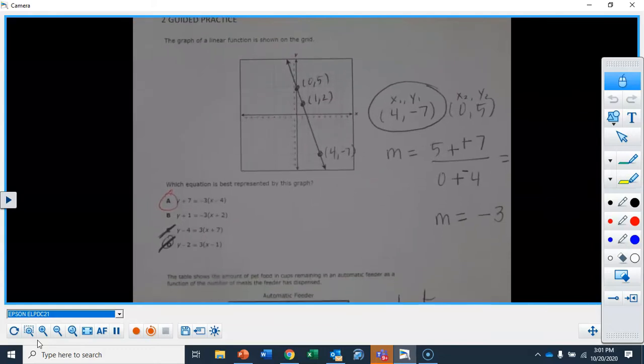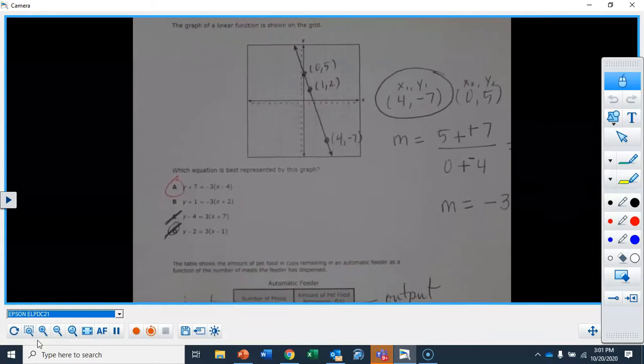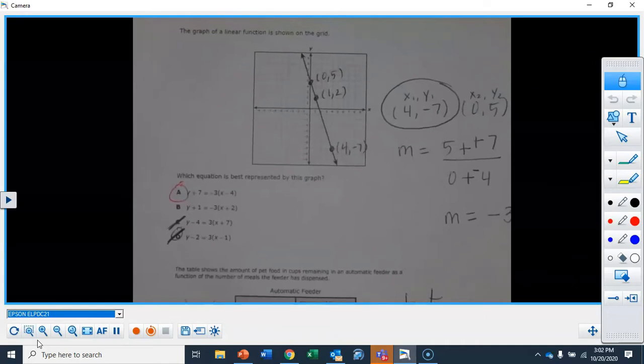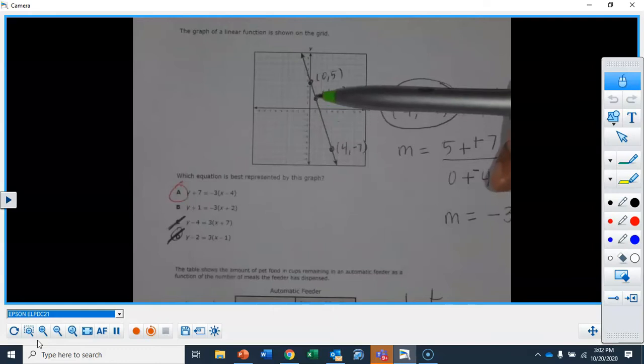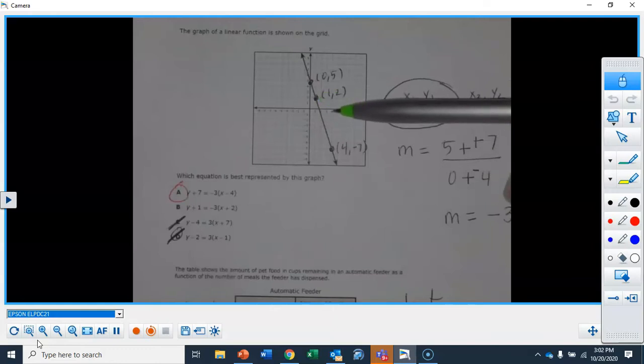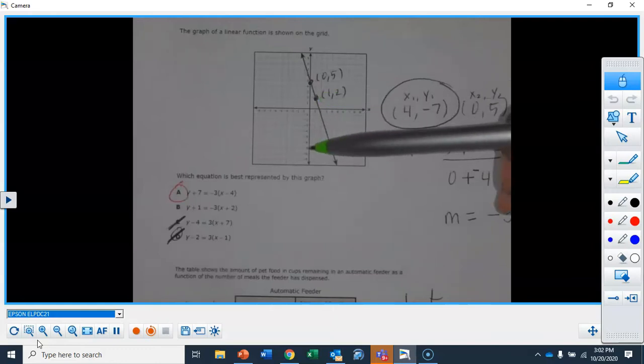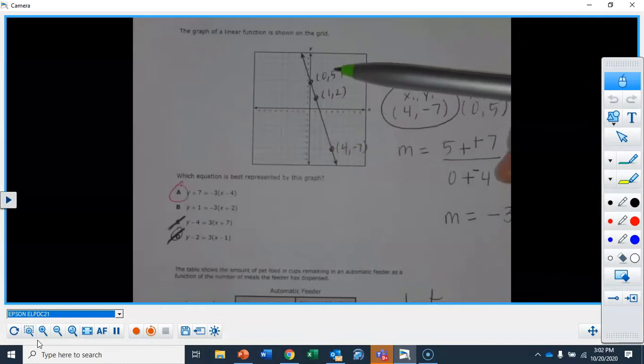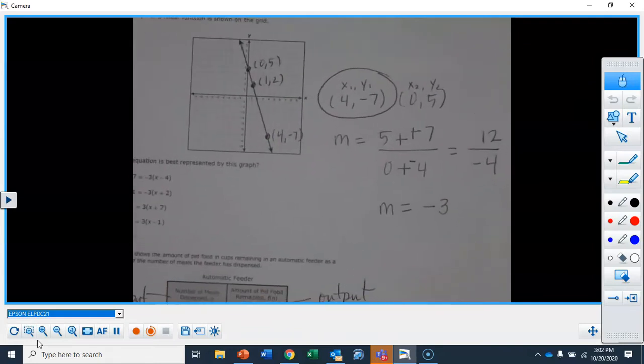So for this one, notice they gave you a graph. And when they give you a graph, it's really important that you see that you have to pull points off of the line. Okay? So I told you guys find clean points. So here's 0, 5, 1, 2 was a nice clean point, and then there was even this one right here, 4, comma, negative 7, right? So trust me on those points. So we have all three of those points.